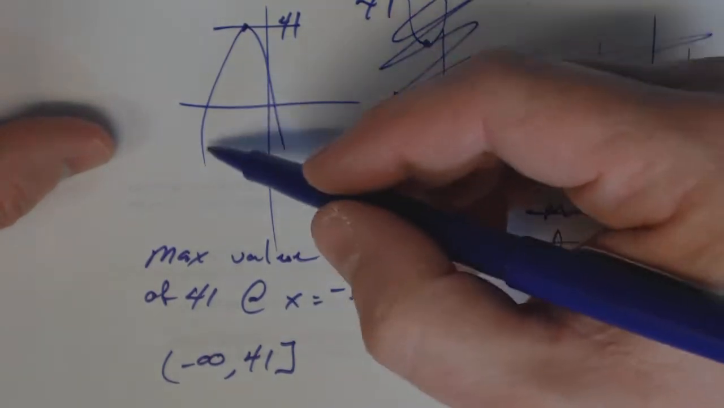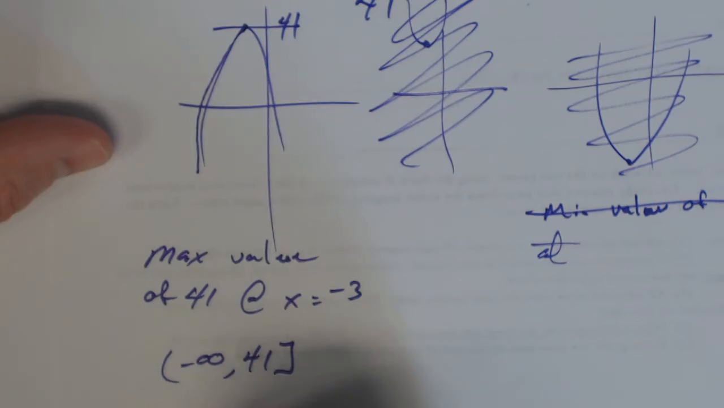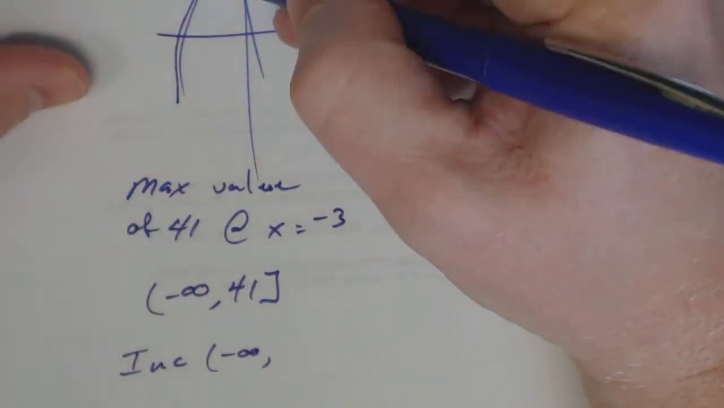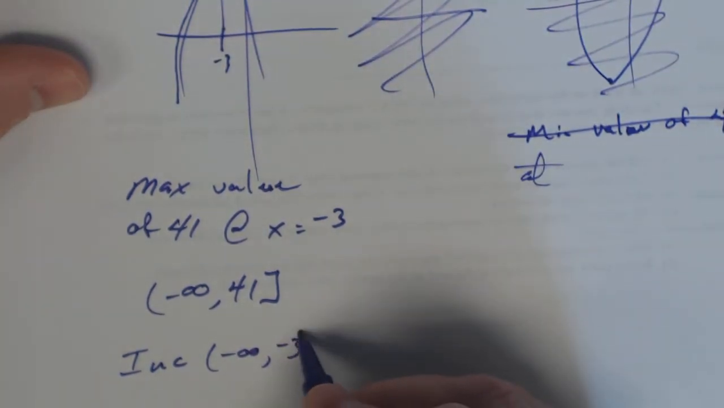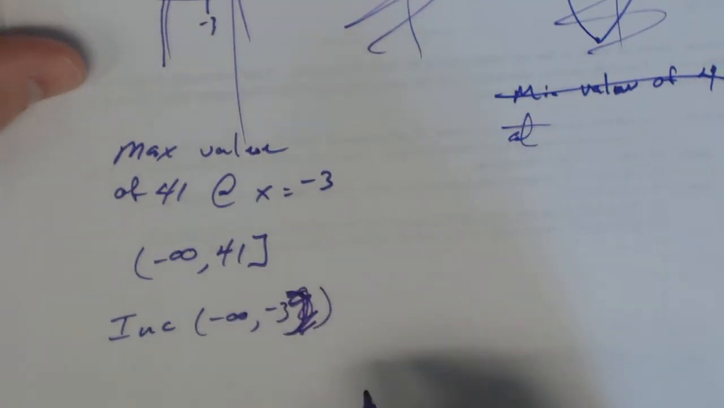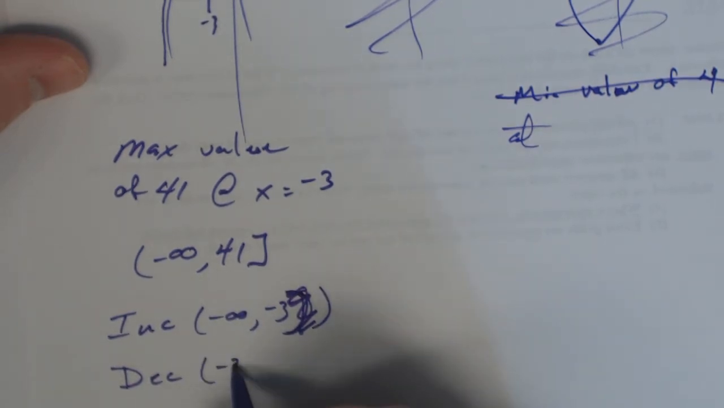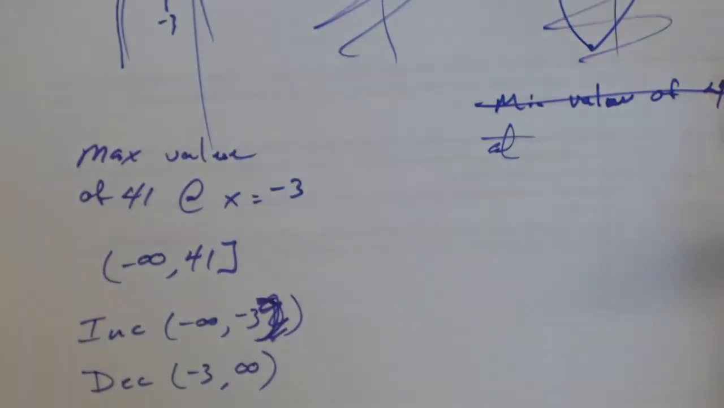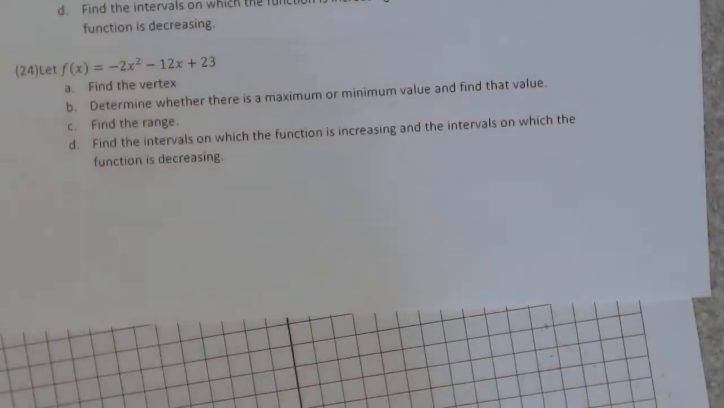Where is it increasing and decreasing? Well, this time it's increasing from negative infinity to, what's that x value? Right there was negative 3. Parentheses. And then it would be decreasing from negative 3 to positive infinity. I hope that's the last one, because I screwed up big time on that one.